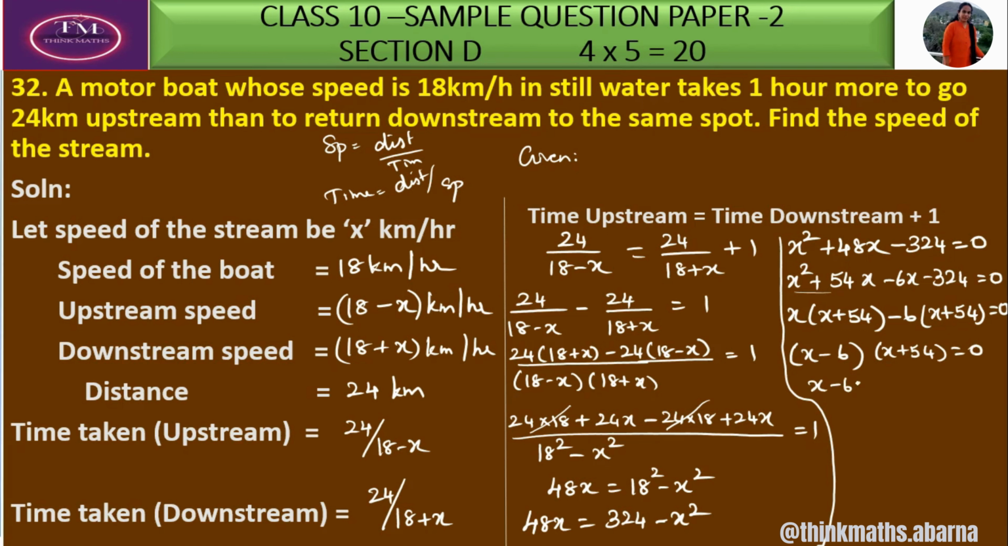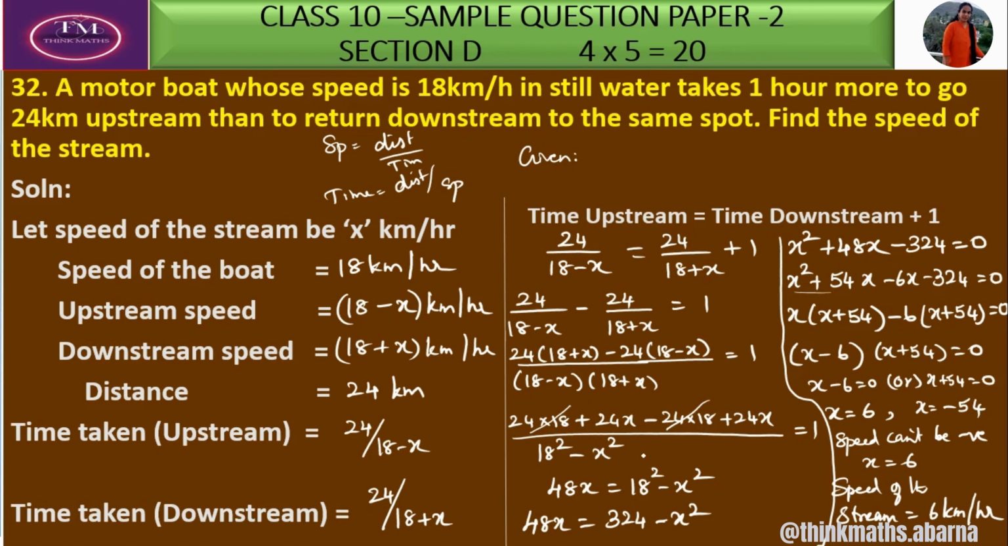That means x minus 6 equal to 0 or x plus 54 equal to 0. X minus 6 equal to 0 means x will be equal to plus 6. In the same way, x plus 54 equal to 0 means x will be equal to minus 54. The speed of the stream cannot be negative. So speed cannot be negative, therefore x takes the value 6. What is x? It is nothing but the speed of the stream. So the speed of the stream equals 6 kilometer per hour. So this is the solution.